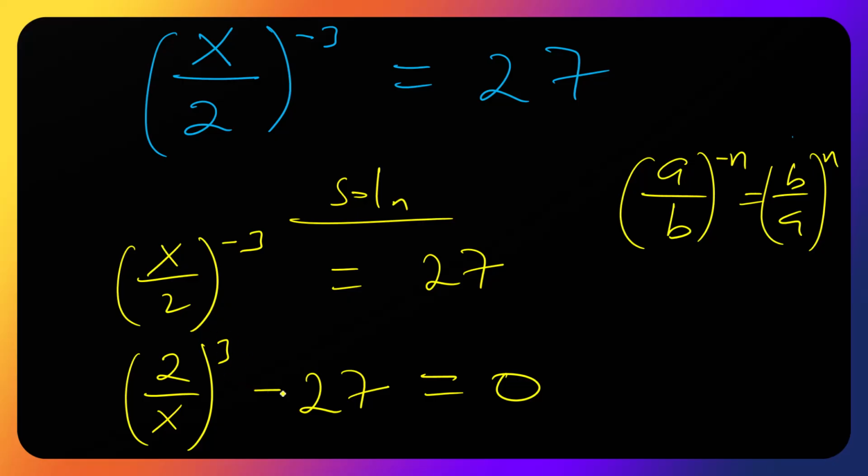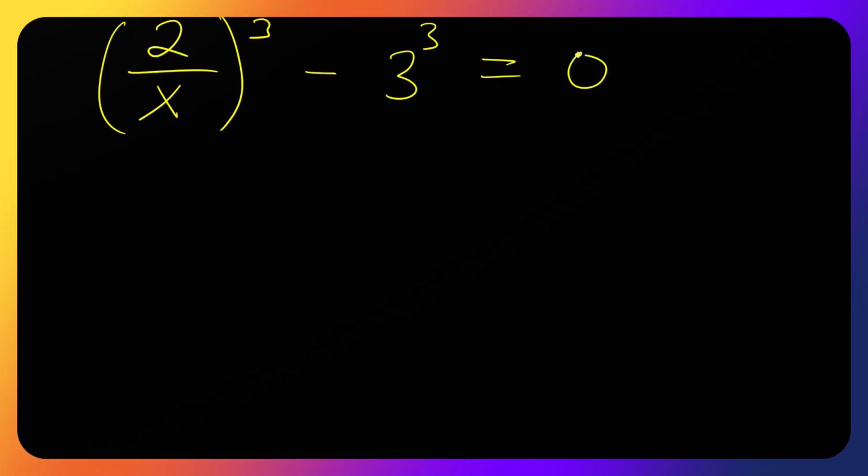since this side is a cube, is to check if we can express this one as a number to the power of 3, so that we can express this one as the difference of two cubes. So we know 3 times 3 times 3 is 27, and therefore I can say 2 on x all cubed is the same as minus 3 to the power of 3 equals to 0.